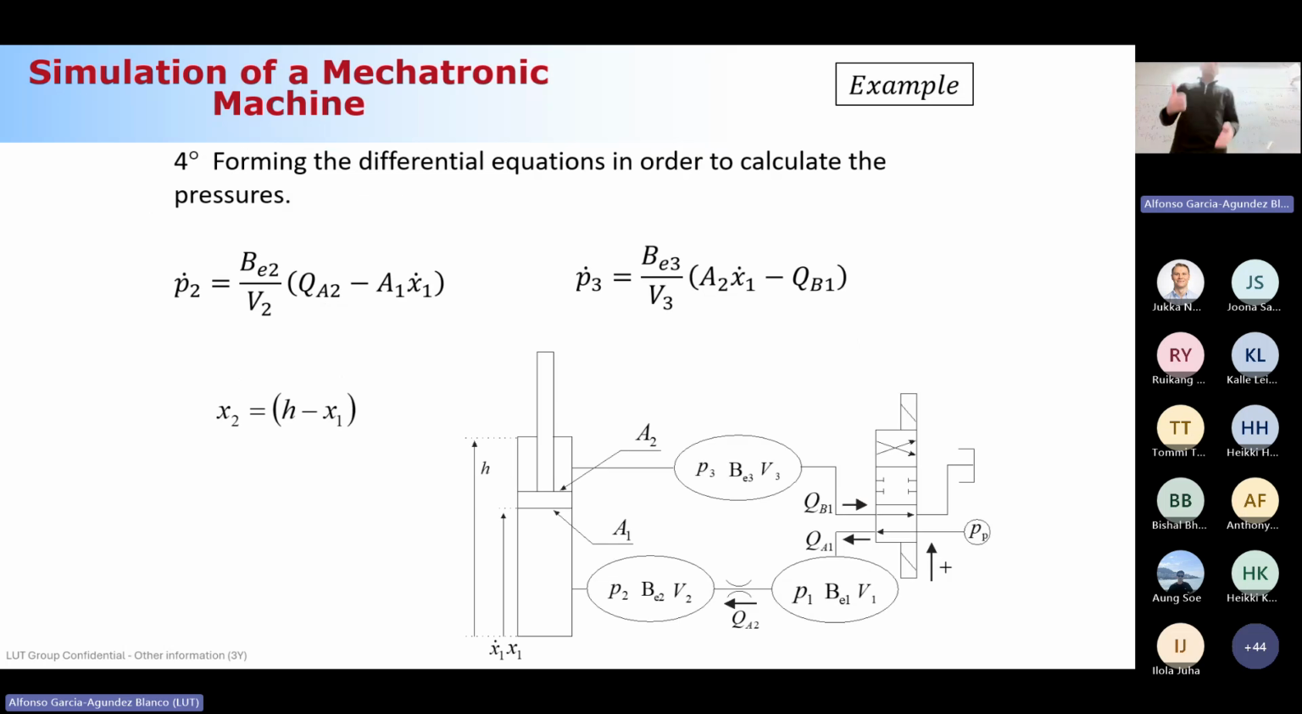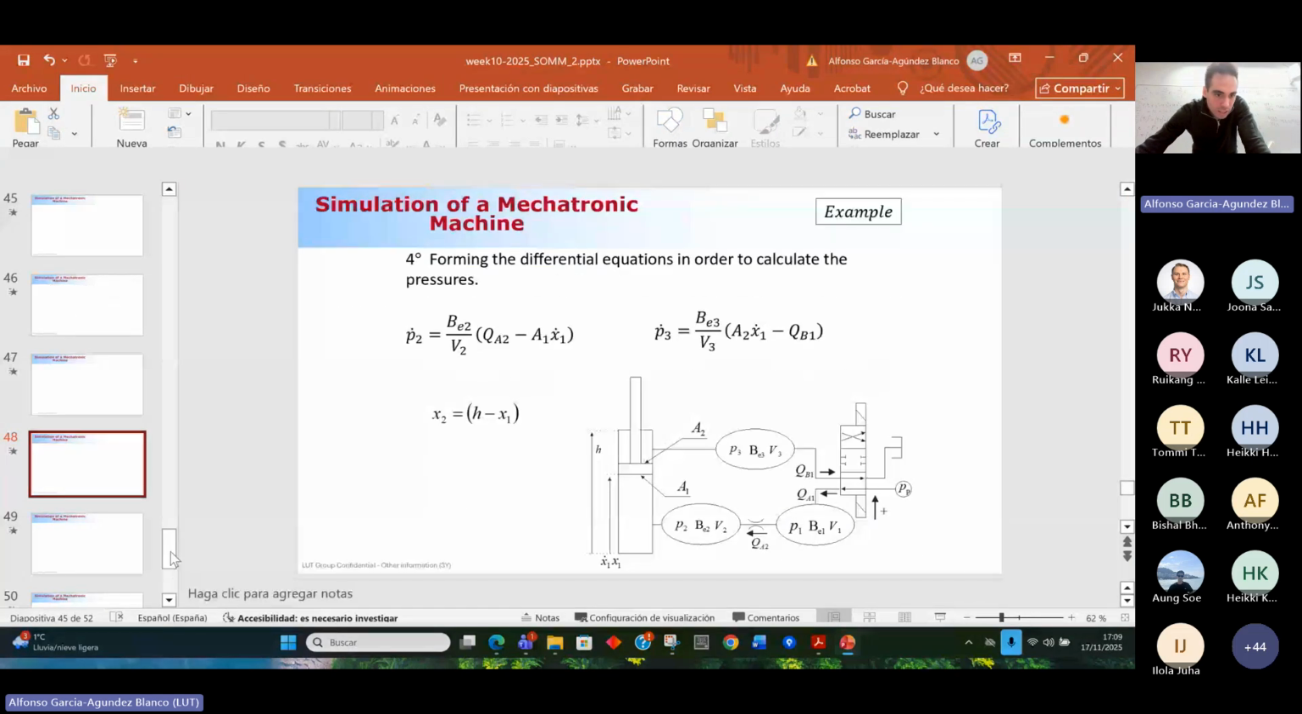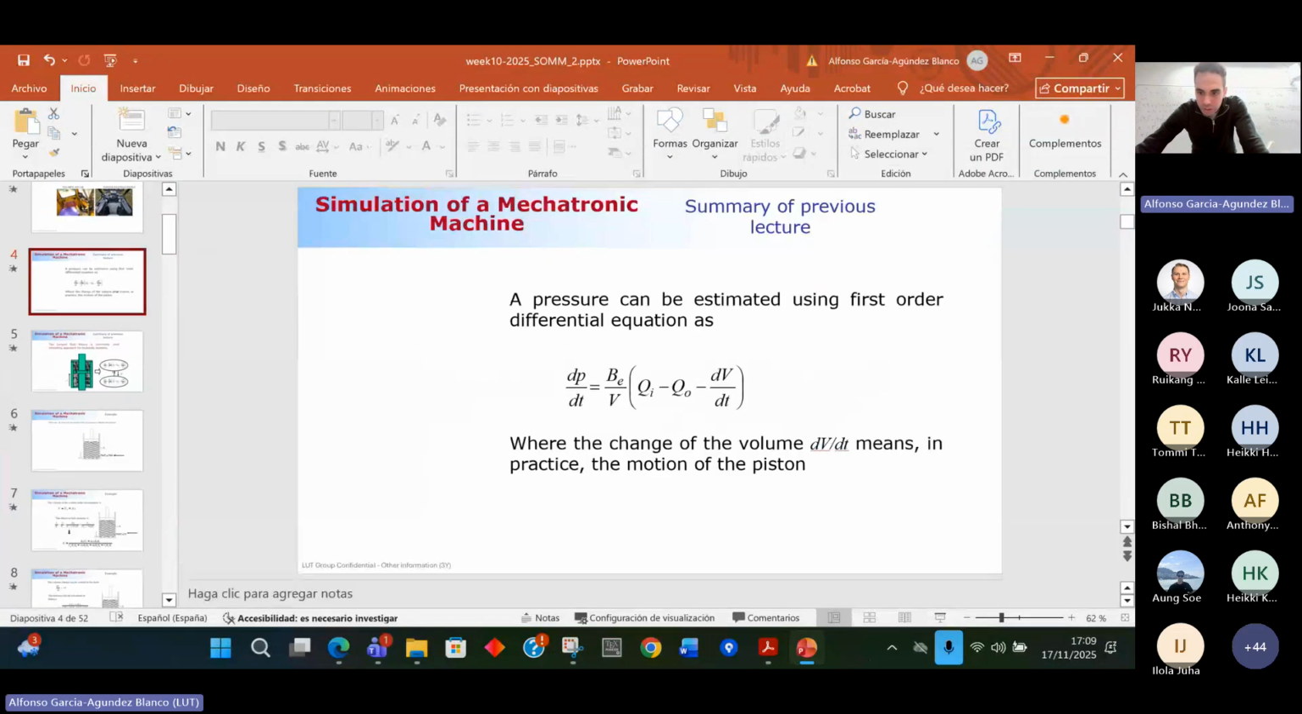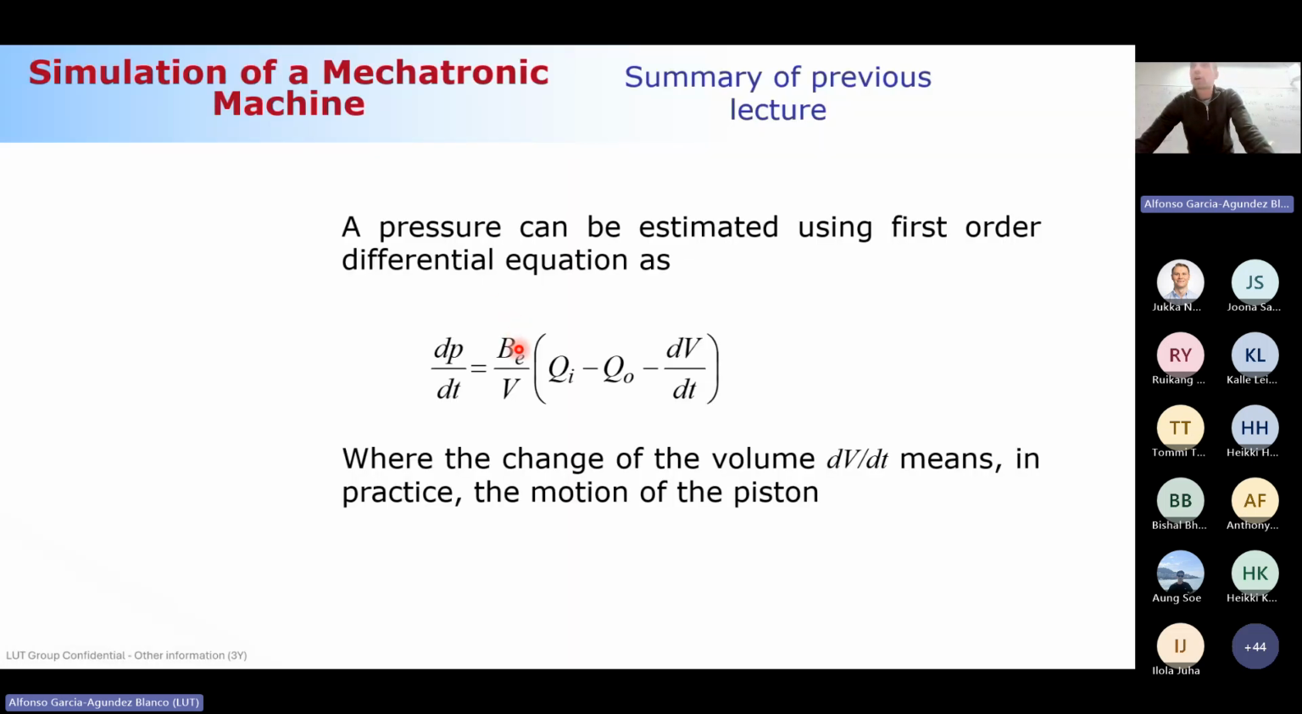Perfect. Now, if you see the differential equation, let me go back to review everything. If we go back to this equation, what we have done so far is computing this VE for each of the control volumes and this V. Now, you need to compute the incoming flow rates, the outcoming flow rates, and the term associated with the varying volume. So now we are going to identify for all of the control volumes which are the incoming and outcoming flow rates, and the term associated with the change of volume. Clear? So let's go for it.